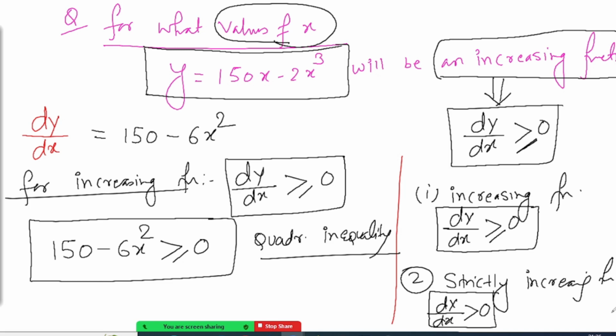So my condition is 150 minus 6x square should be greater than or equal to 0. Can you tell me how we can find its solution? What should I do? Complete the square.